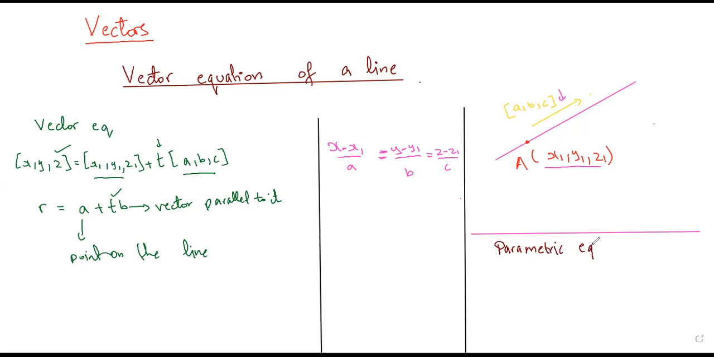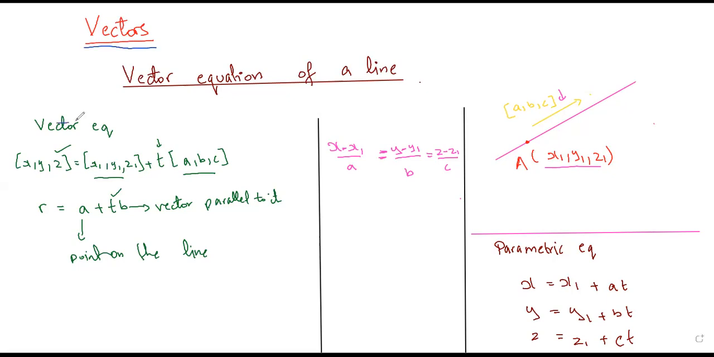And that is x equals x1 plus at, y equals y1 plus bt. Okay. Now, basically, we are talking about the vector equation of a line. For now, just forget about the simple equation of a line. We're talking about vectors, so things would be different, right?